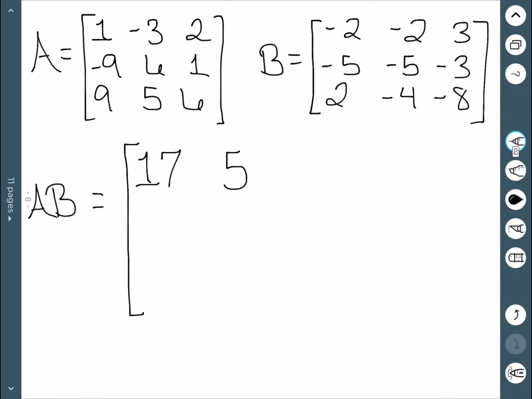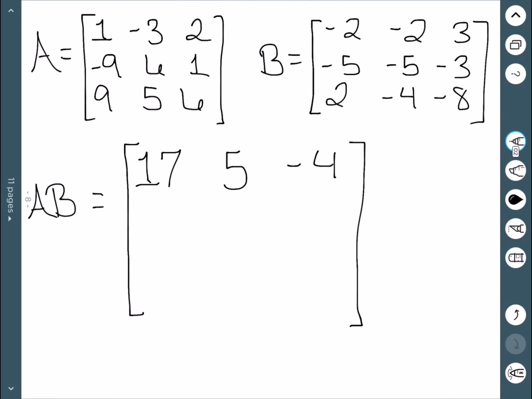I now do the first row, third column. 1 times 3 is 3. Negative 3 times negative 3 is 9. And then 2 times negative 8 is negative 16. Adding those numbers up gives me negative 4.